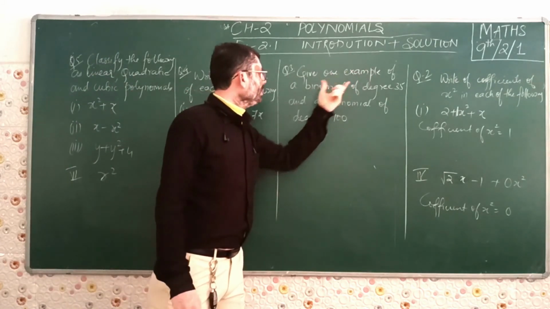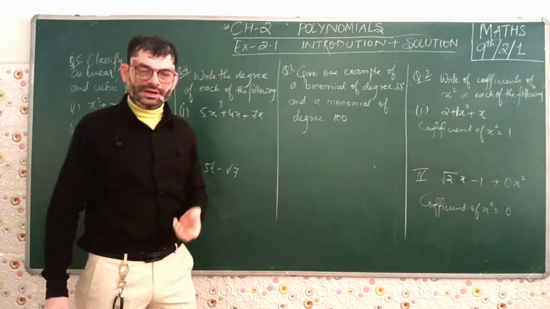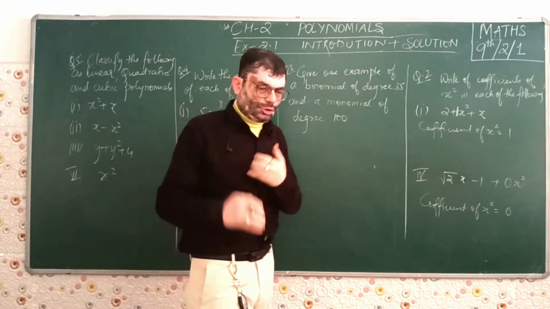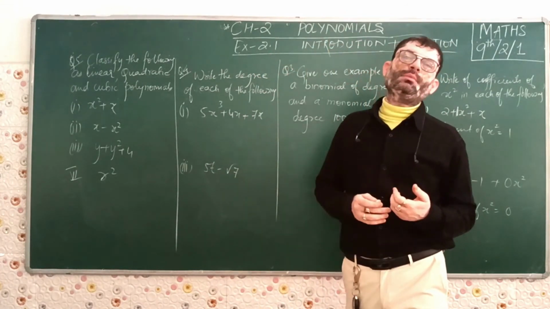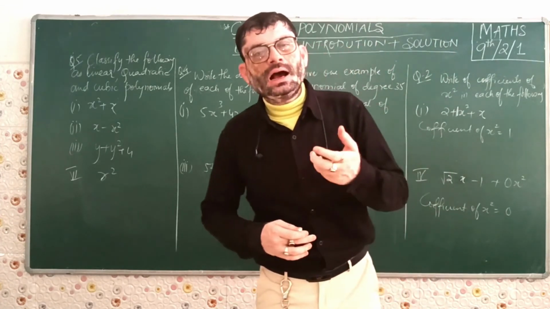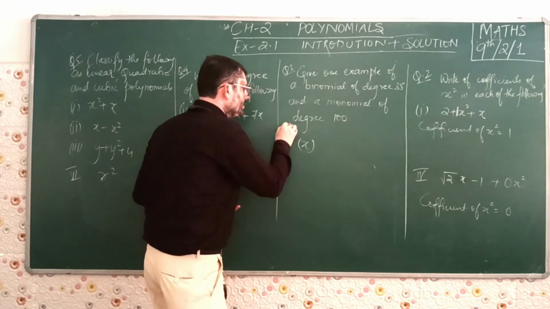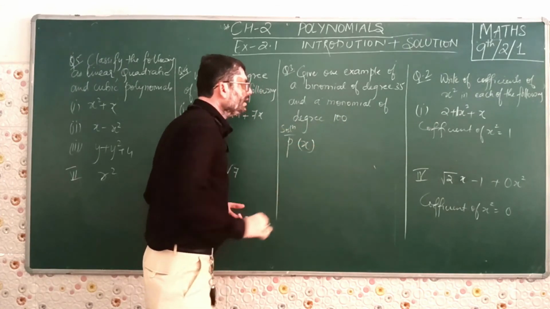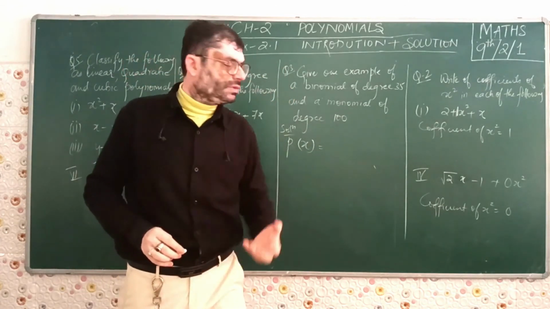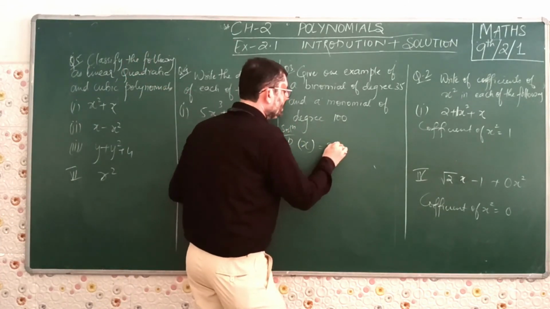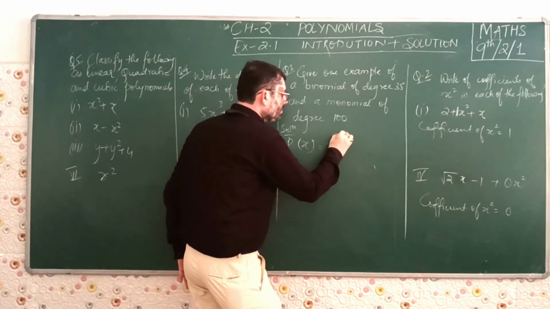Then question number 2. Give one example of a binomial of degree 35 and a monomial of degree 100. So we have to frame 2 polynomials. One a binomial with degree 35 and a monomial with degree 100. So let us frame a binomial with degree 35. So we need a variable. Degree means it is the power of the variable. You can take variable x as we have named it p of x. The degree should be 35.